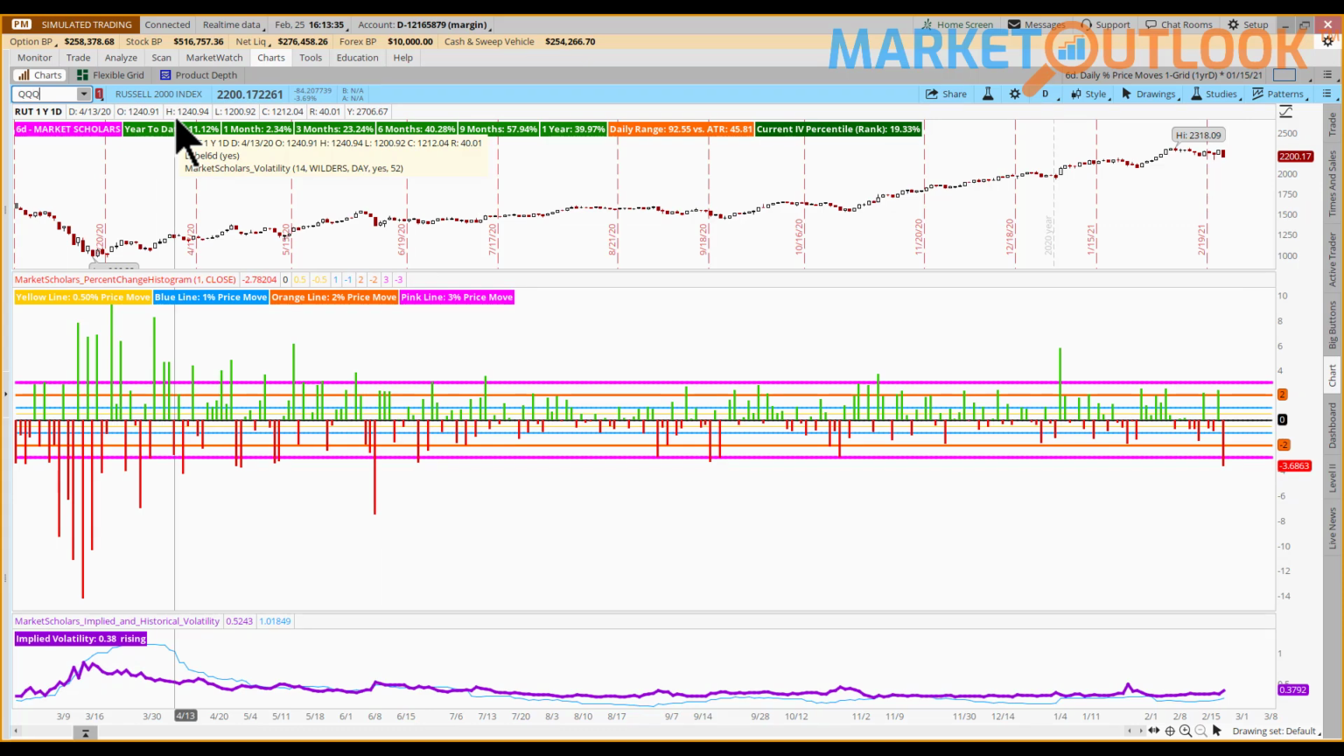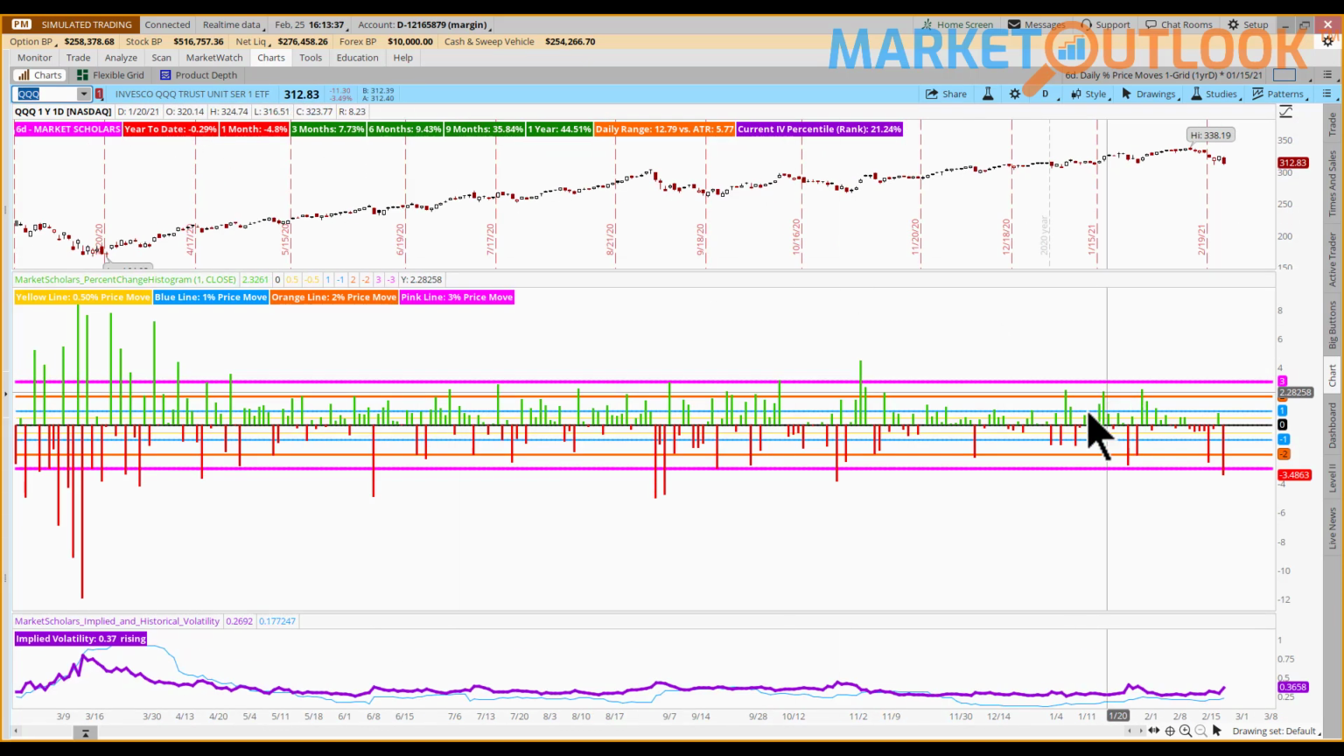For the Nasdaq, if we were to look at the Qs here now, you can see that this is the worst day that we've had since October 28th. On that particular day, we were down about 3.89%. The Nasdaq here today was down about 3.5%. So again, just another sign that it's been many, many months since we've seen moves like we saw here today.